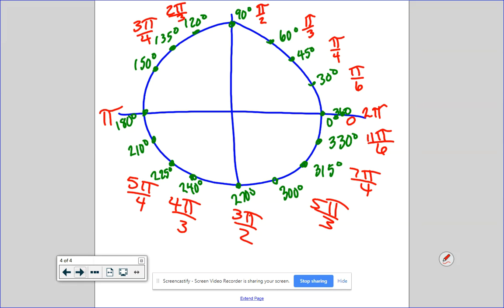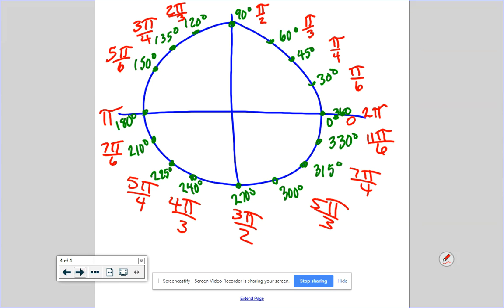Add 30 again. 90. That's 3 pi over 6, or pi over 2. Add 30 again. 120. Or 2 pi over 3. Add 30 again. 150. How many 30s have we added? 5. So this is going to be 5 pi over 6, because each 30 degrees we add is pi over 6. Add 30 again, we're at 180, I'm sorry. That's 6 pi over 6. Add 30 again, 210. Now how many is that? 7. 7 pi over 6.